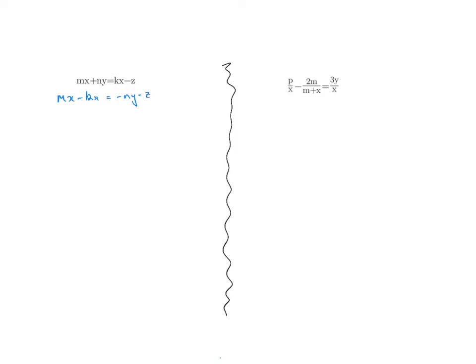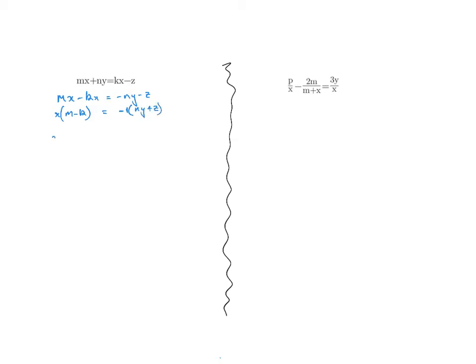Now I've got two representations of x there. If it was a 3x minus 2x, we just do 3 minus 2. So we do exactly the same thing here. x is common to both of those terms, and we have m minus k. I might just take the negative 1 out the front, and that gives me ny plus z. Just get rid of all those negatives.